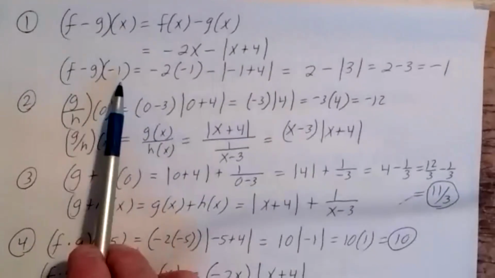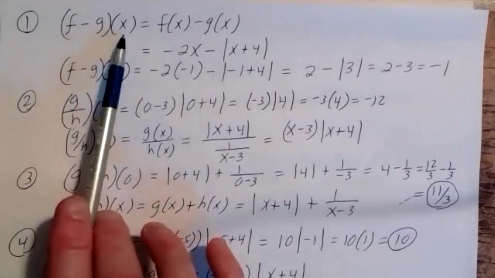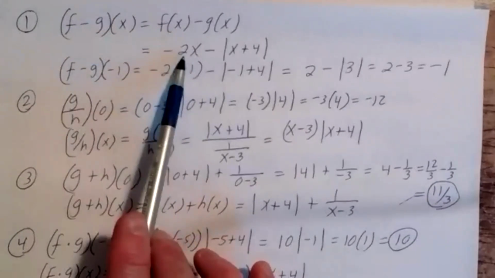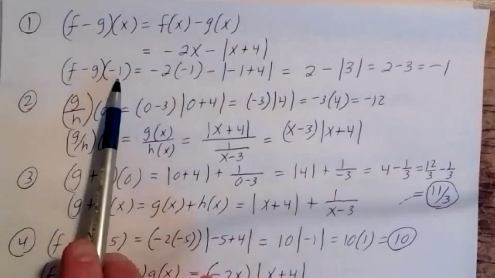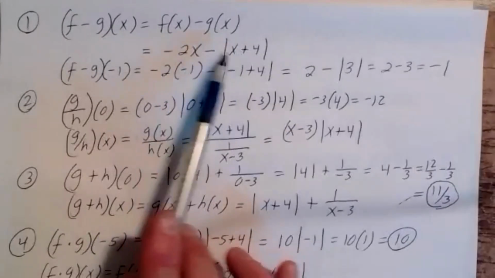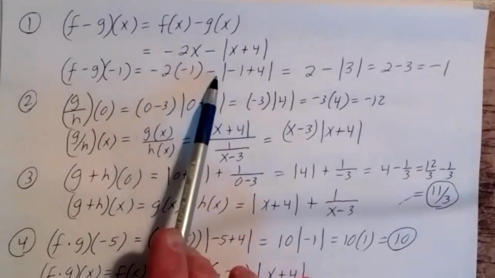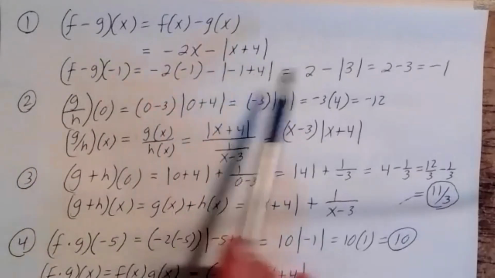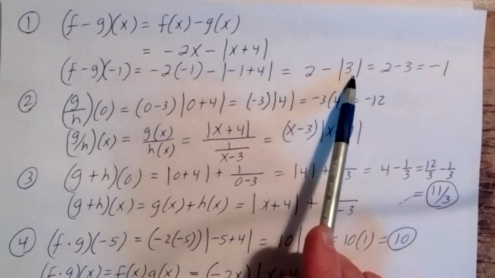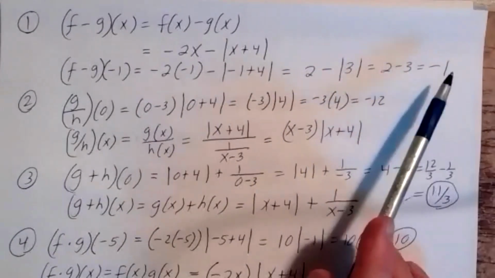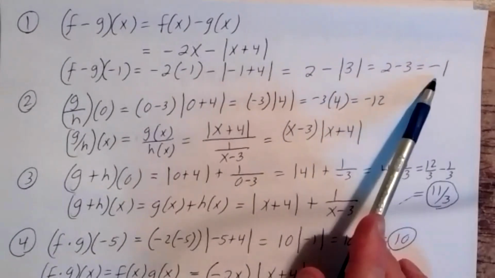So for f minus g of -1, first you might want to find f minus g of x, which is the new function called -2x minus the absolute value of x plus 4. Then to evaluate that function at -1, you simply put -1 in wherever you see x. So -2 times -1 minus the absolute value of -1 plus 4, which is 2 minus the absolute value of 3. The absolute value of 3 is 3. So 2 minus 3 is -1. Your answer should be -1 for problem number 1.